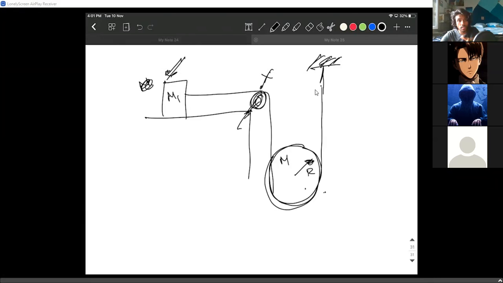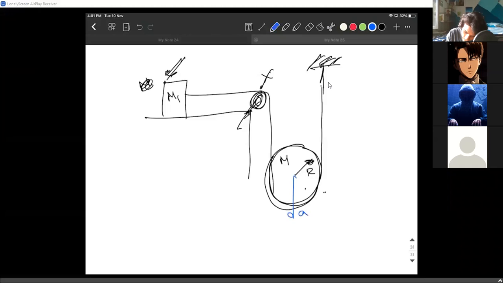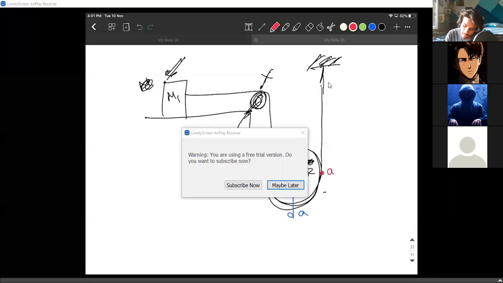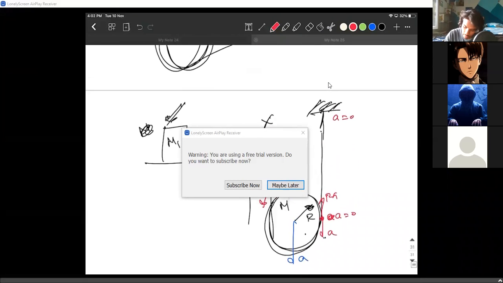It actually rolls down. When it is coming down, it has a linear acceleration and an angular acceleration. Again, the same point: this point has A downwards, R alpha upwards. So this acceleration is 0. This problem is exactly the same thing.